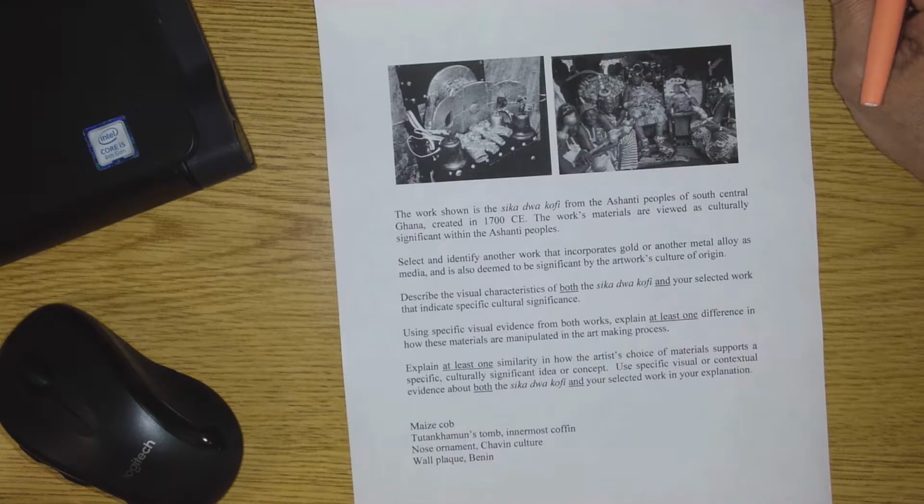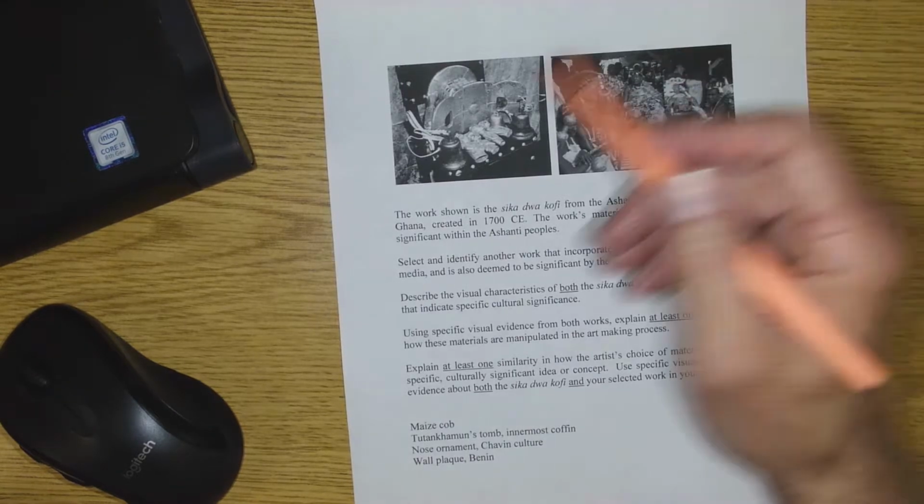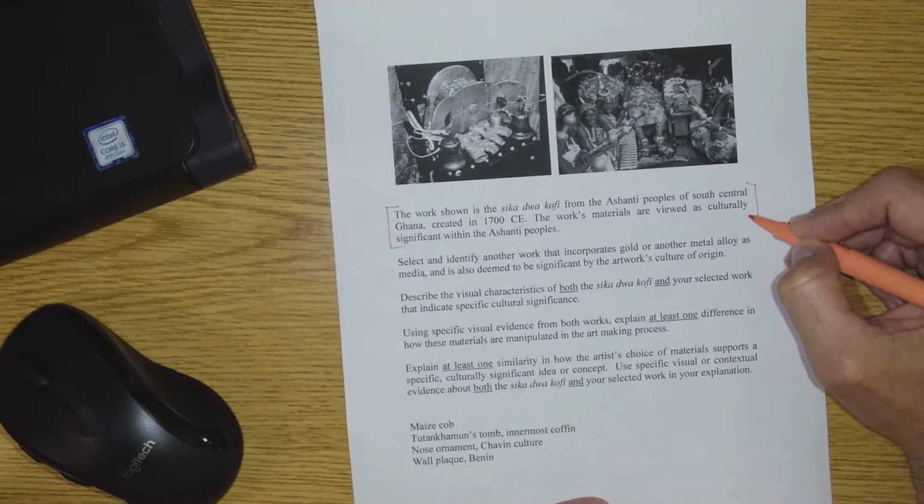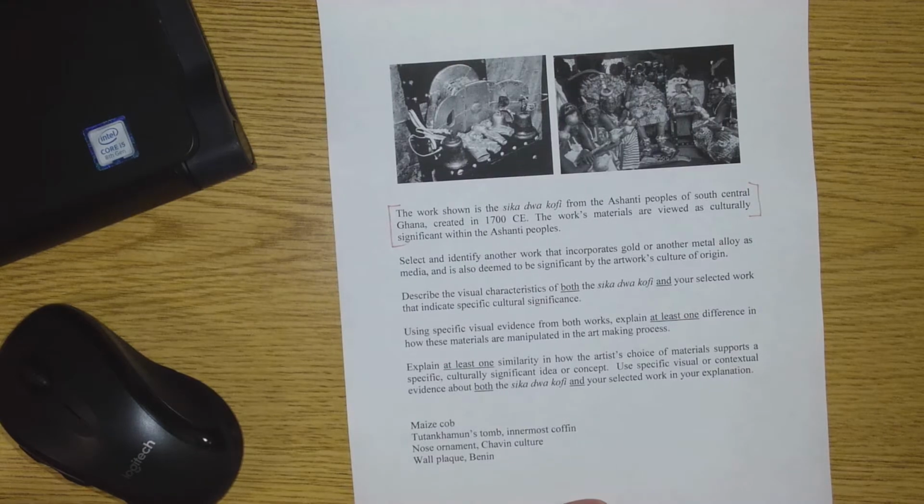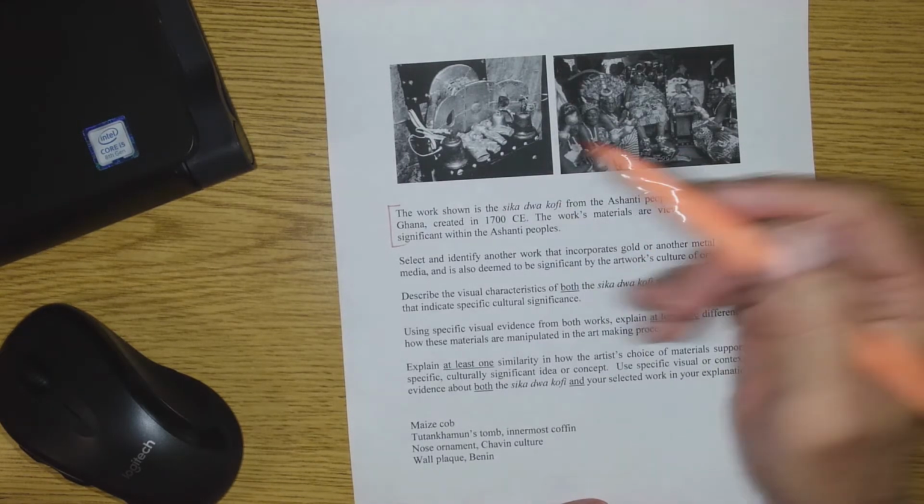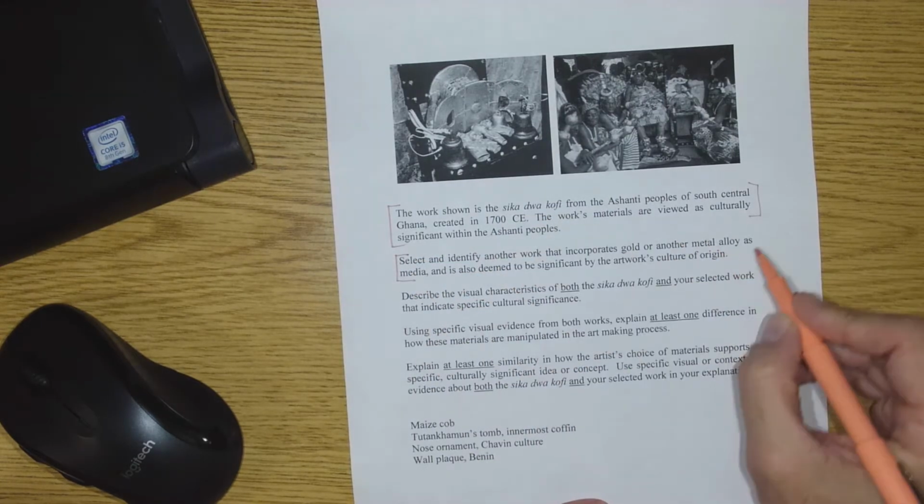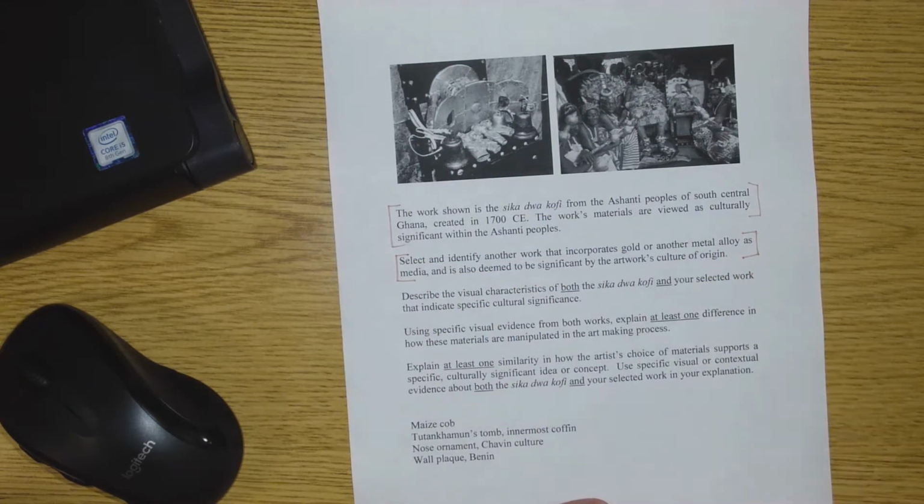The work shown is the Q1-1A from the Ashanti peoples of South Central Ghana, created in 1700 CE. The work's materials are viewed as culturally significant within the Ashanti peoples, okay? Select and identify, we know we're not going to see that. It's probably just going to say select without identify since we're not getting any points for identify, but we'll play along. Select and identify another work that incorporates gold or another metal alloy as media and is also deemed to be significant by the artwork's culture of origin. Okay, so another thing that uses metal, specifically gold or metal alloy.